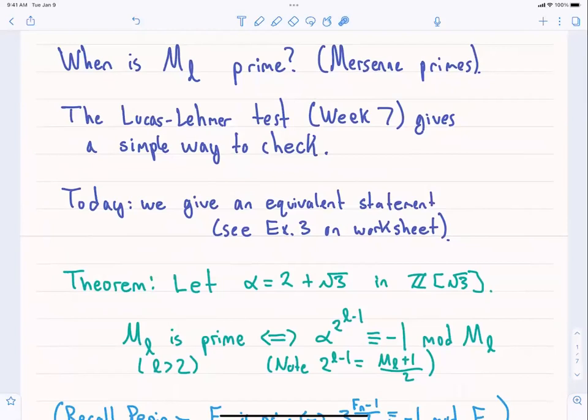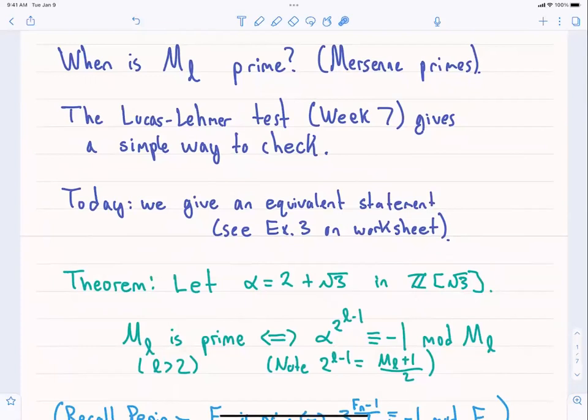I'm going to look at the number alpha, which is 2 plus the square root of 3, in Z bracket square root of 3. This is the ring of all combinations a plus b square root of 3, where a and b are both integers. This is the kind of thing we've looked at a little bit before. The statement is that M_L is prime if and only if, when I take this element alpha and raise it to the power 2 to the L minus 1, what I get is congruent to minus 1 mod M_L, where here I'm working modulo M_L, but in this ring Z bracket square root of 3.